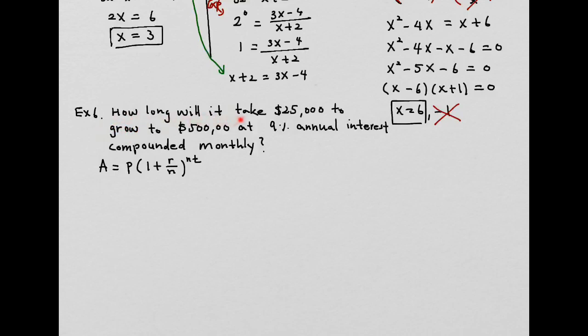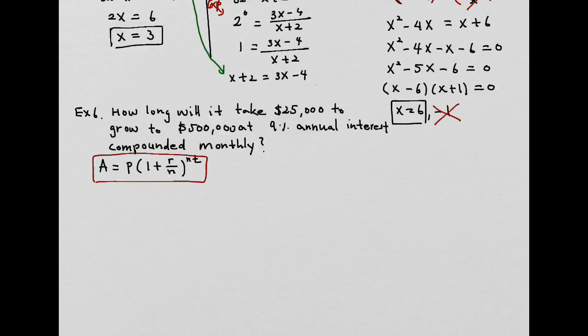How long will it take 25,000 to grow into 500,000, at 9% annual interest compounded monthly? We did one example using the compound interest formula before, and I have the interest formula right here. This is the formula we're going to use. A is the amount, P is the principal, R is the rate, N is the compound period, and T is the time.